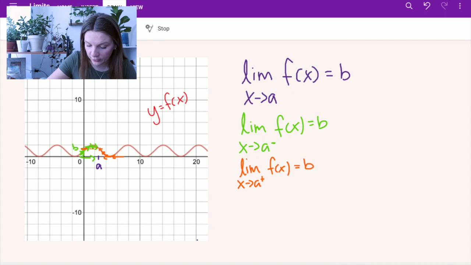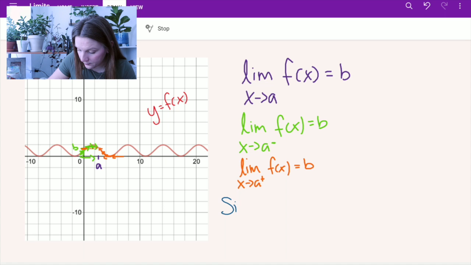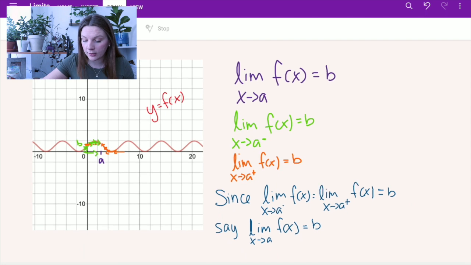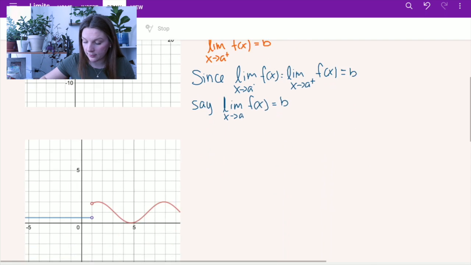So I'll write out what I just said there. Since the limit of f of x as x goes to a from the left is equal to the limit of f of x as x goes to a from the right, which is equal to some value b, we say that the limit of f of x as x goes to a is equal to b. So when I said that the two had to agree for the limit to exist, that implies that sometimes the limit does not exist. So let's look at an example of when that happens.